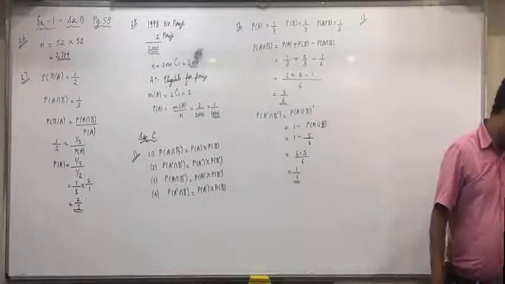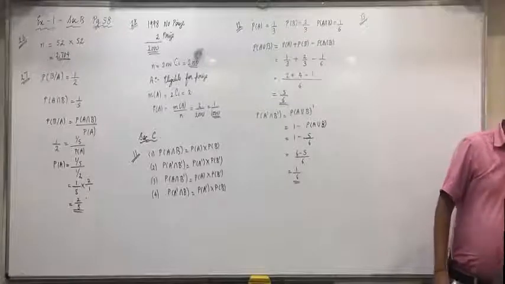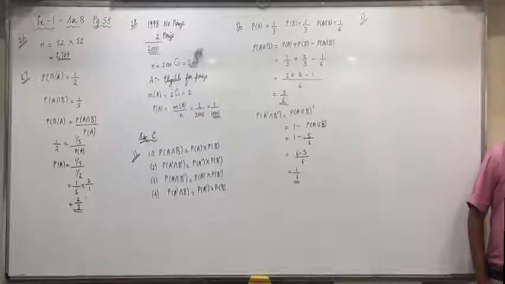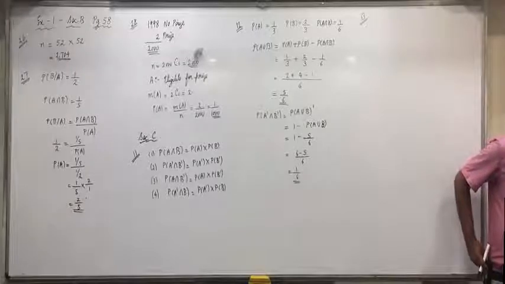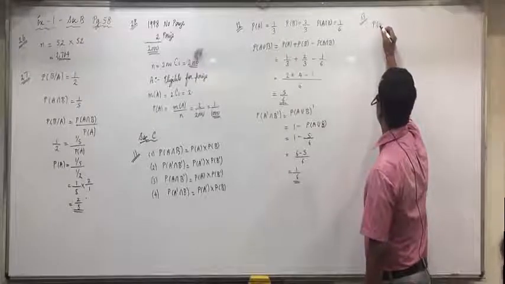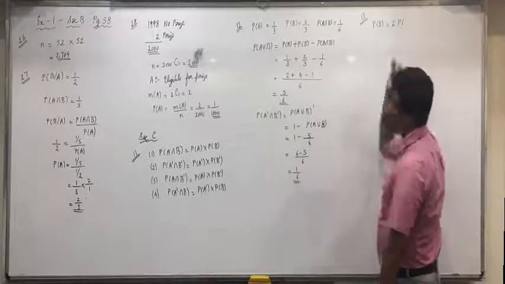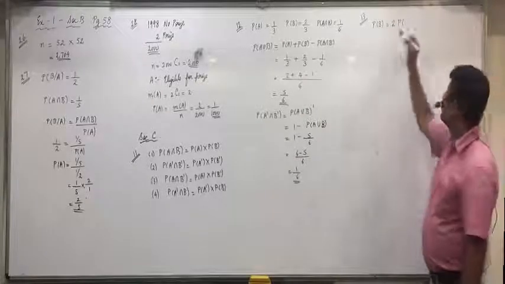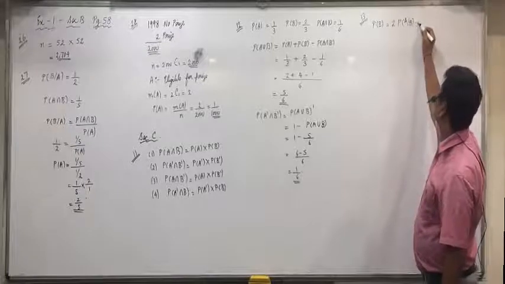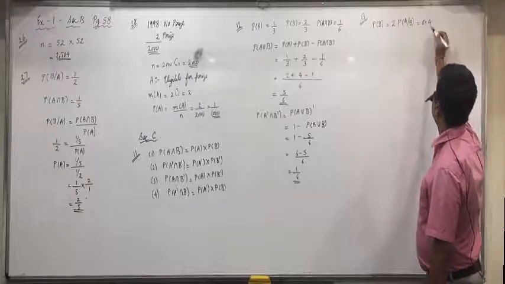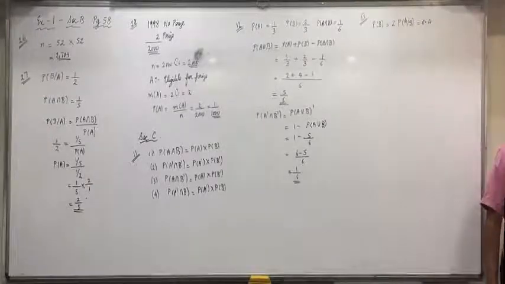Now look at 13th. Anyone still solving the 12th? If P(B) equals 2 P(A|B), equals 0.4, then find P(A ∩ B). Raise your hand when you do this.